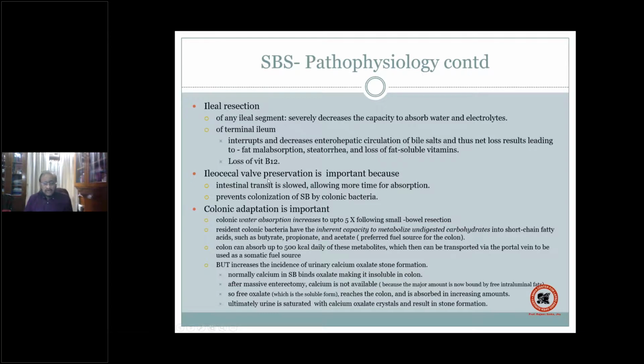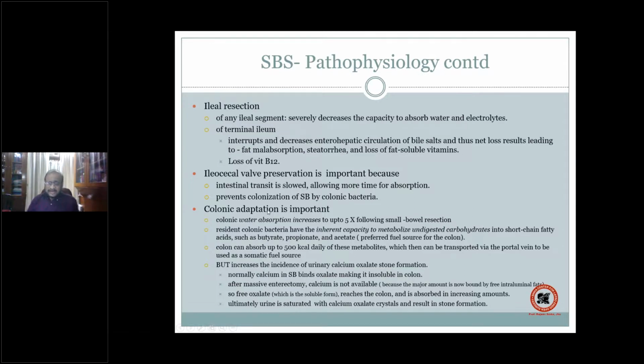Why is the ileocecal valve important? We just now said the ileocecal valve is very important. Why? It decreases the intestinal transit. It is slowing it down, allowing more time for absorption. If there's no ileocecal valve, food comes from the ileum and goes into the colon, so hardly any time for absorption, so malabsorption. It also prevents the colonization of small bowel by the colonic bacteria.